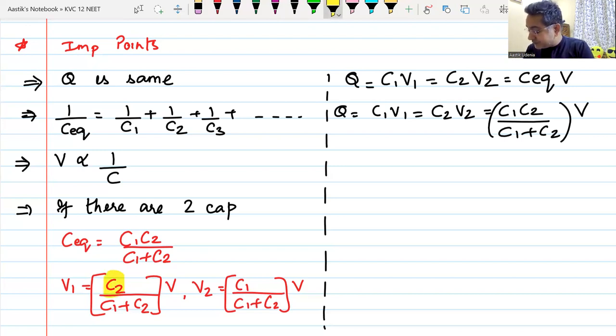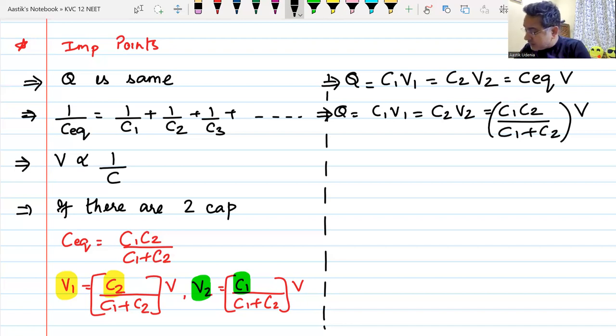And with V1, C2 will come. And with V2, C1 will come because it is an inverse ratio, not a direct ratio. Here you can also see that same thing. You can derive it from the equation that I have given to you. So, I hope you have corrected that mistake that I had made. Yes or no, everyone? Yes, sir. I wrote it mistakenly. Please correct it.